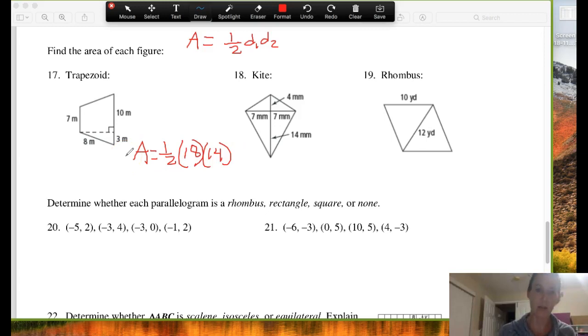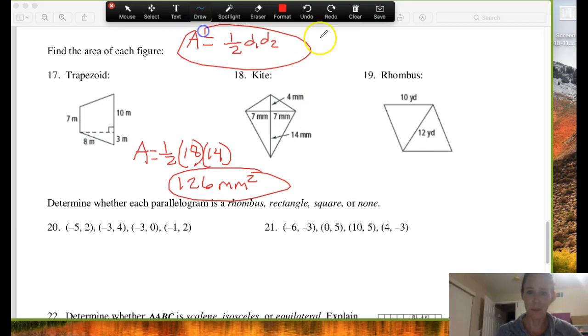So I'm going to do this on a calculator. 18 times a half, so half of 18 is 9. And then I'm just going to go 9 times 14, which is 126. So this will be 126 millimeters squared. And that's as easy as it is. Just know this formula. Let's do it for a rhombus.